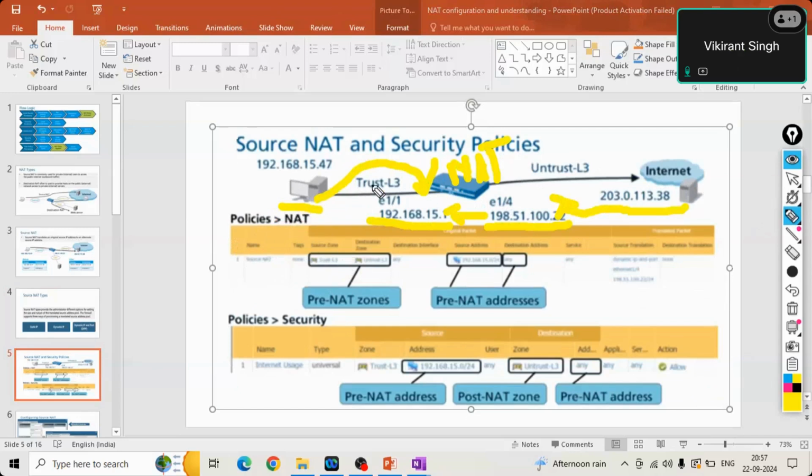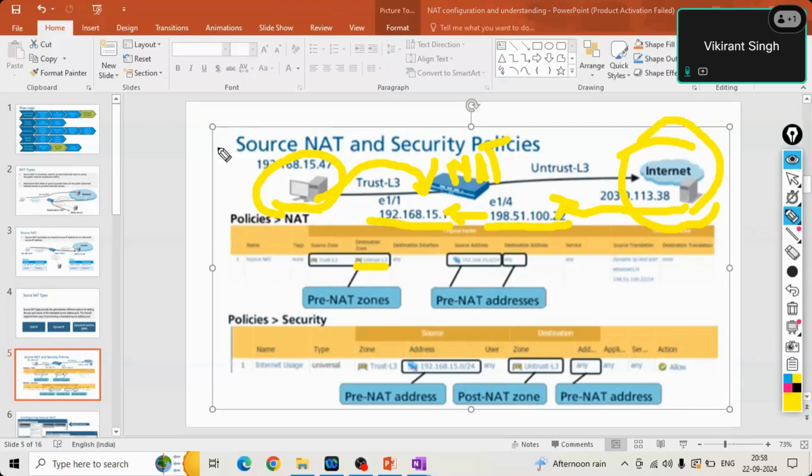So what is your destination zone? It will ask again. Your destination zone is untrust for now because we don't know what is netted. Then again it will ask for the destination interface. We don't know because it is anywhere on the internet, so we don't know the interface for this. It could be any, right? And now it will ask for the source address. This is your source address, right? You don't know this until you reach the security policy.